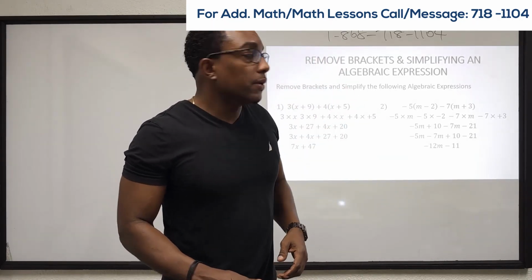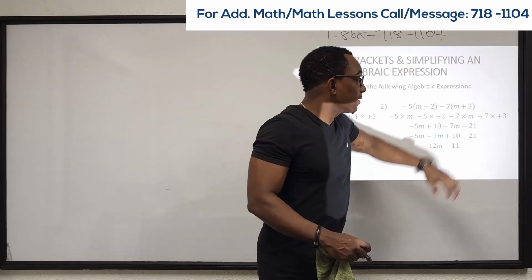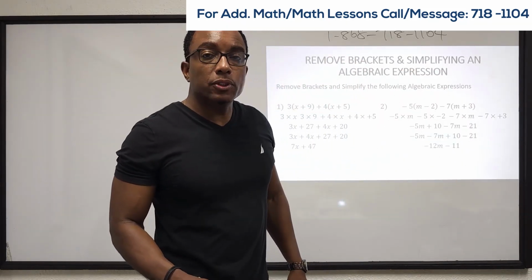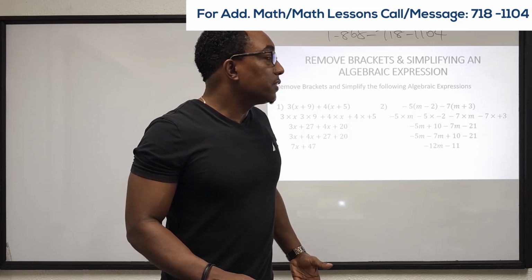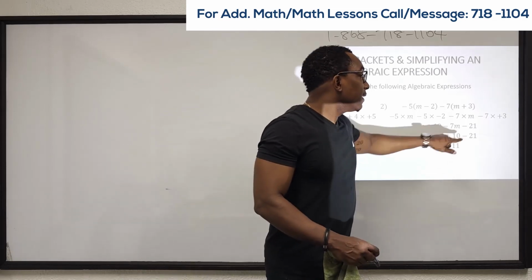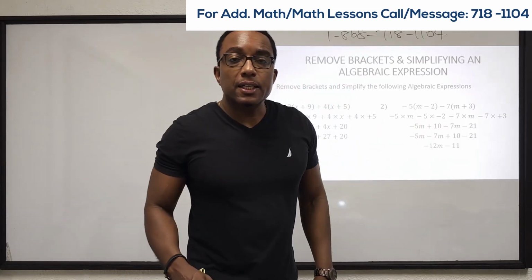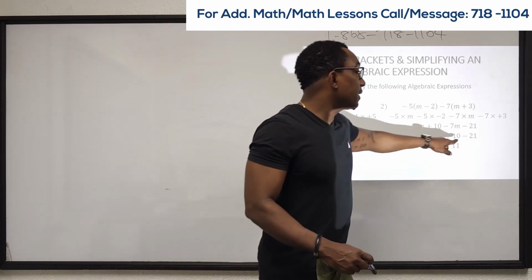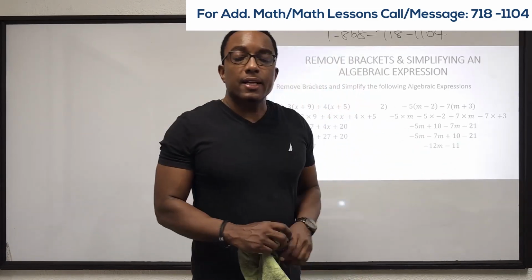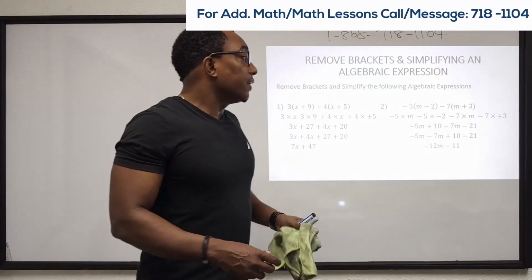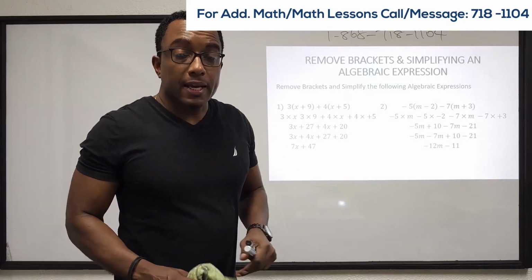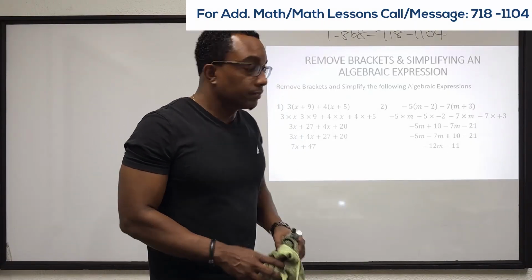Positive 10 minus 21. Again, rules. When the signs are different, we subtract the two natural numbers. So 10 from 21 is 11. And the sign of the larger natural number, which is 21, is a negative sign, so it controls your 11, and nothing else can be done there. The answer is negative 12m minus 11.